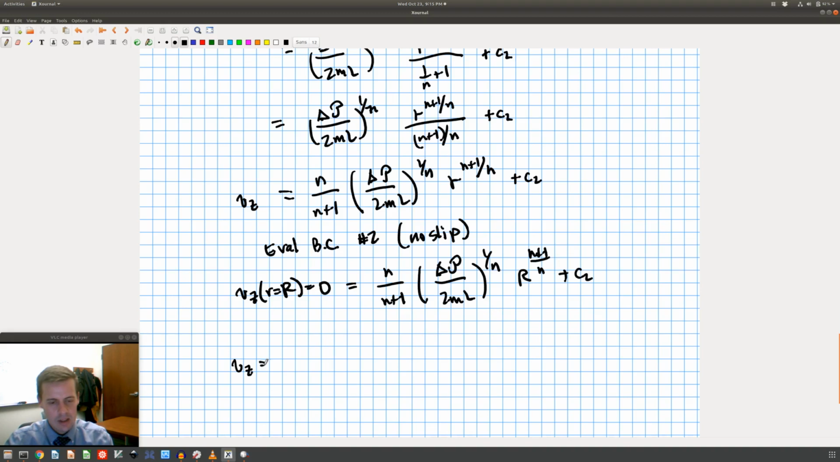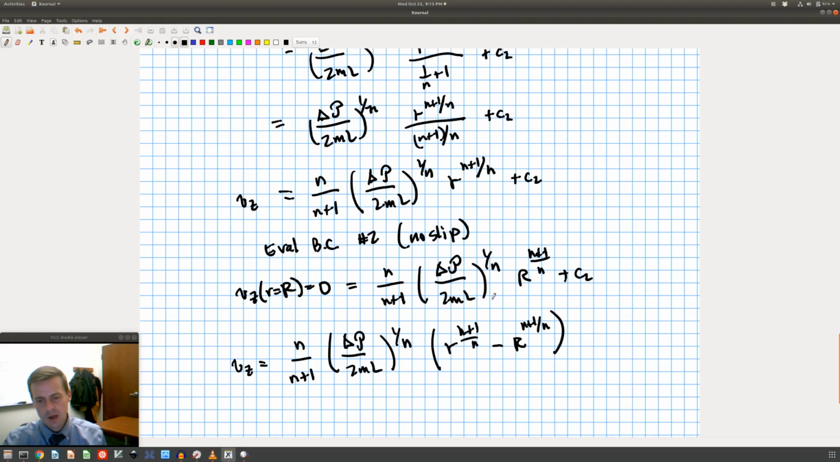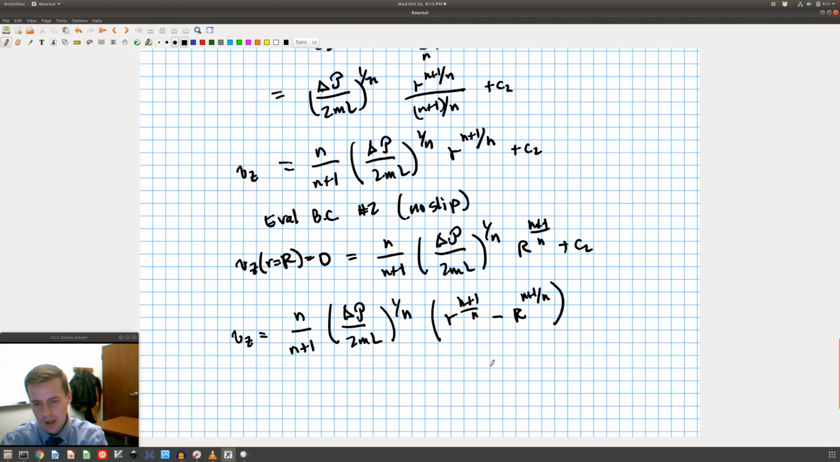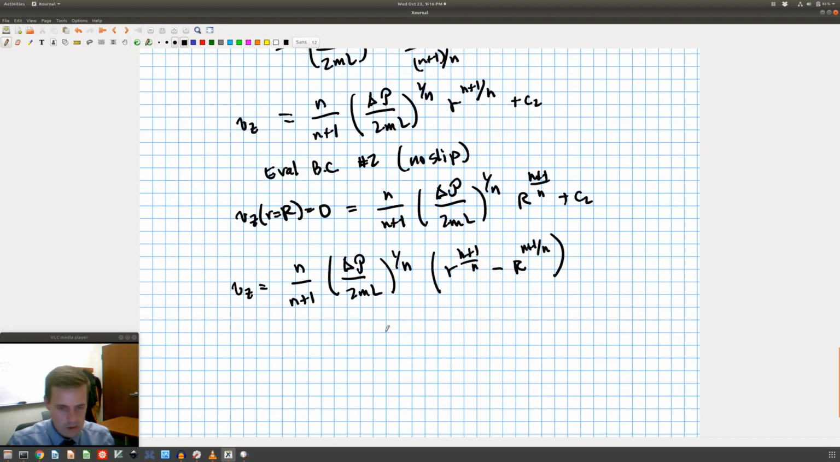So now, at the end of the day, I can write what Vz is. N over n plus 1 delta P over 2ml to the 1 over n, and then I've got r to the n plus 1 over n minus big R to the n plus 1 over n. That comes because I just solved for C2 by moving that over, which gives me a negative sign. And voila. Let me check with my notes and make sure I haven't screwed it up. I think that's right.